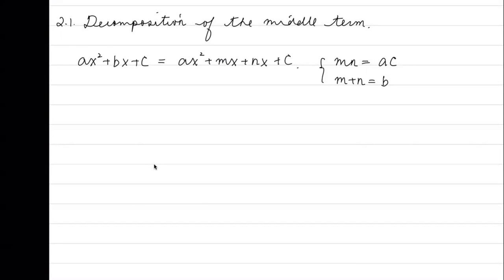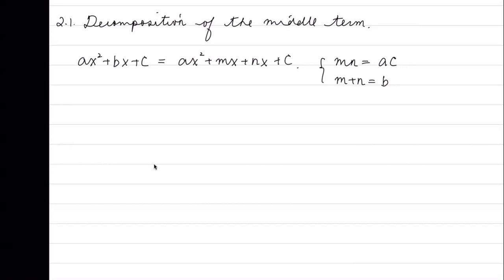Okay, so now let's move on to the first method of factoring trinomials whose leading coefficients are not equal to 1. The first method is called decomposition of the middle term. What this method is really about is we can rewrite a trinomial whose leading coefficient is not equal to 1, for example, ax squared plus bx plus c, as the expression I wrote after the equal sign: ax squared plus mx plus nx plus c.